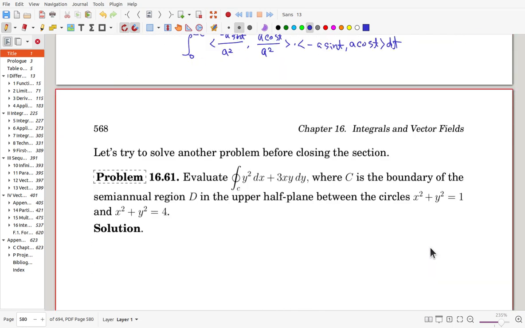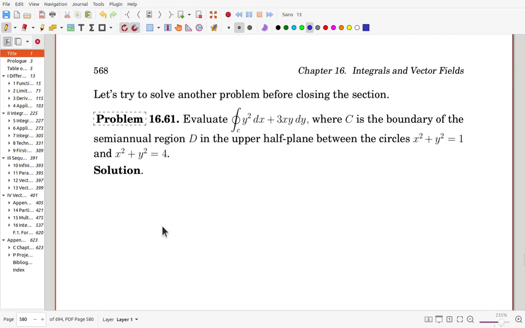Okay, now go to a new problem. Evaluate the line integral over the closed curve C of y² dx + 3xy dy, where C is the boundary of the semi-annular region D in the upper half plane between the circles x² + y² = 1 and x² + y² = 4.